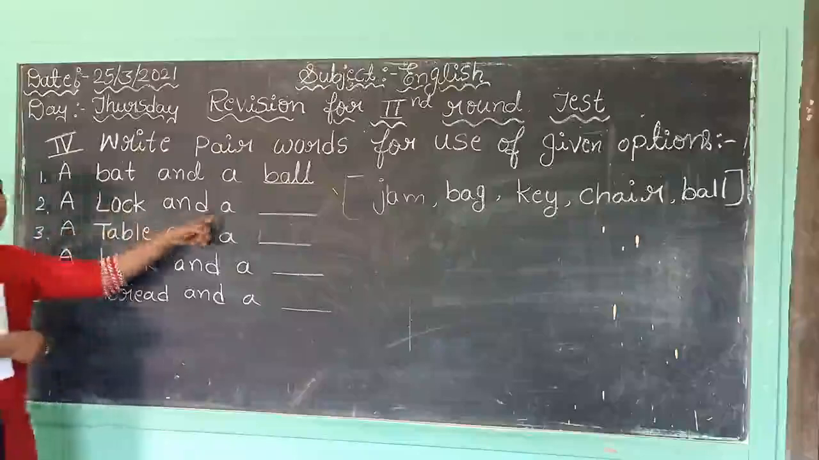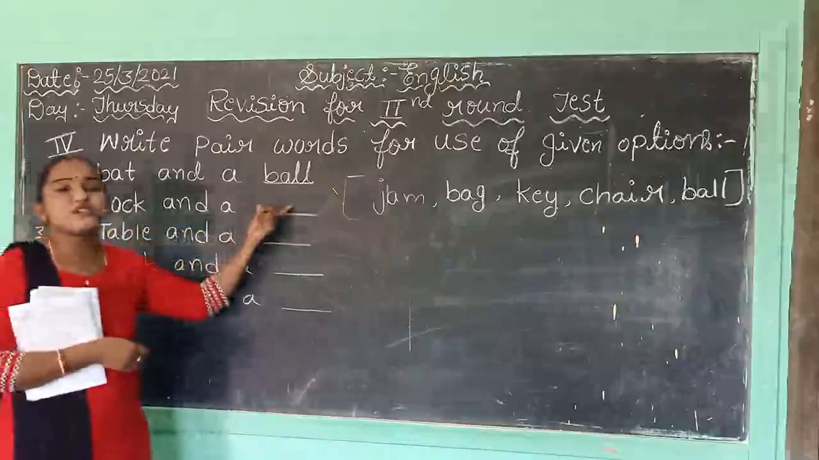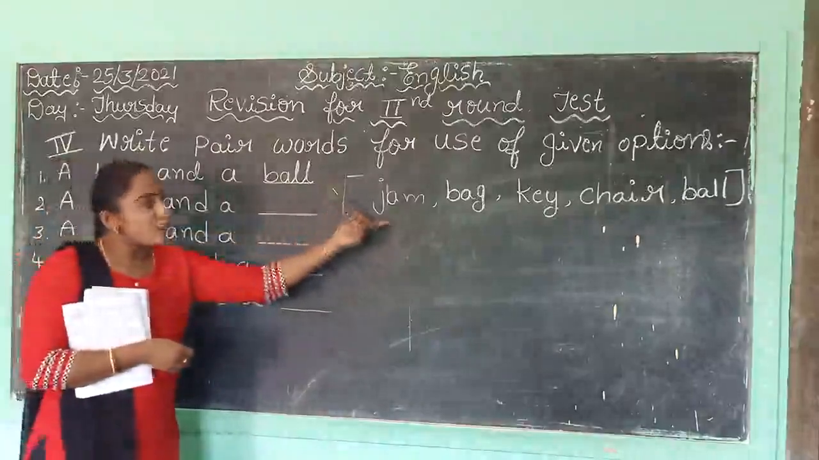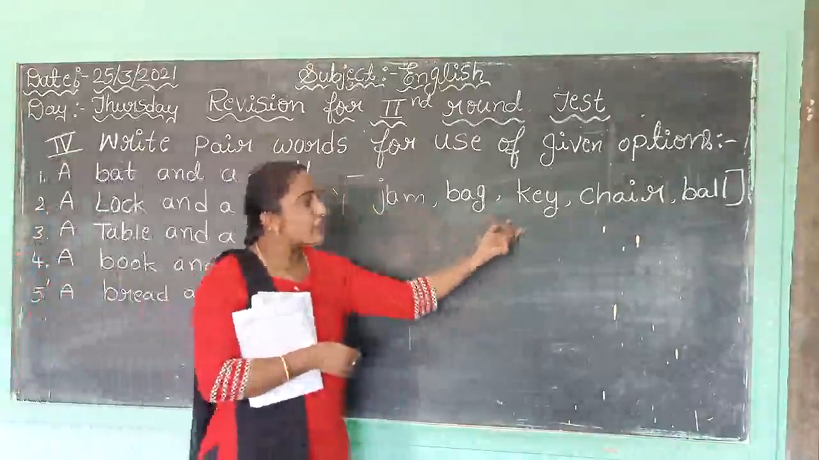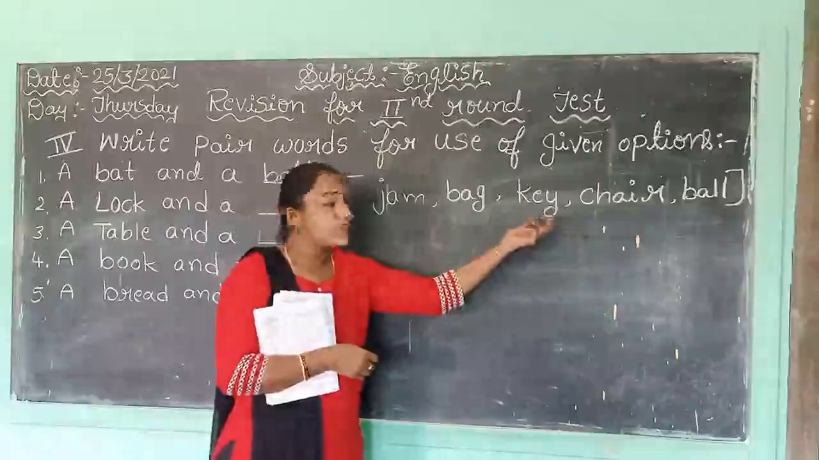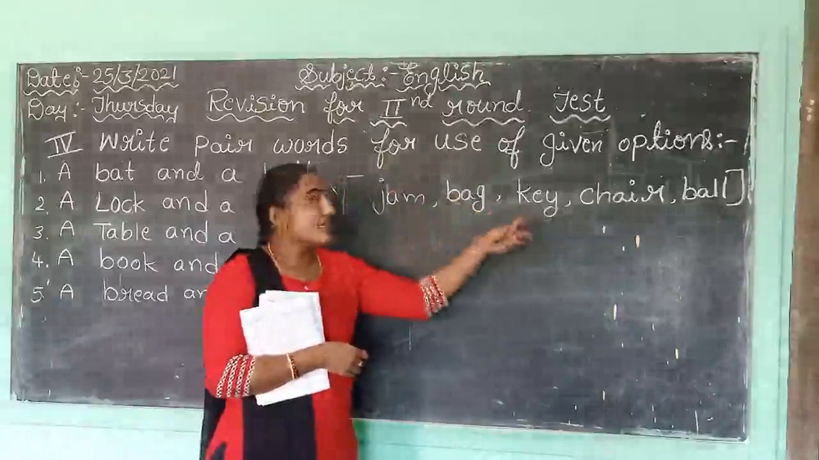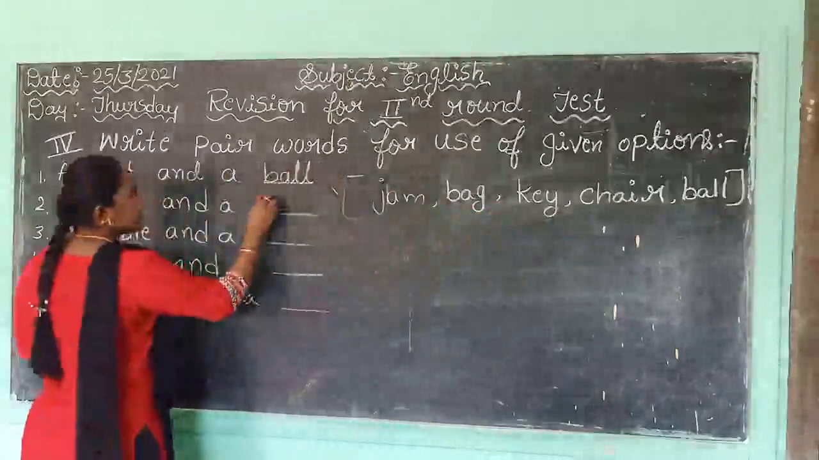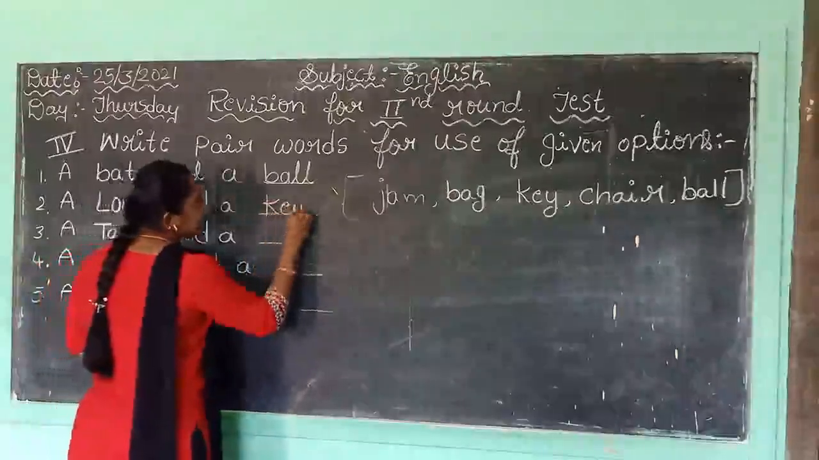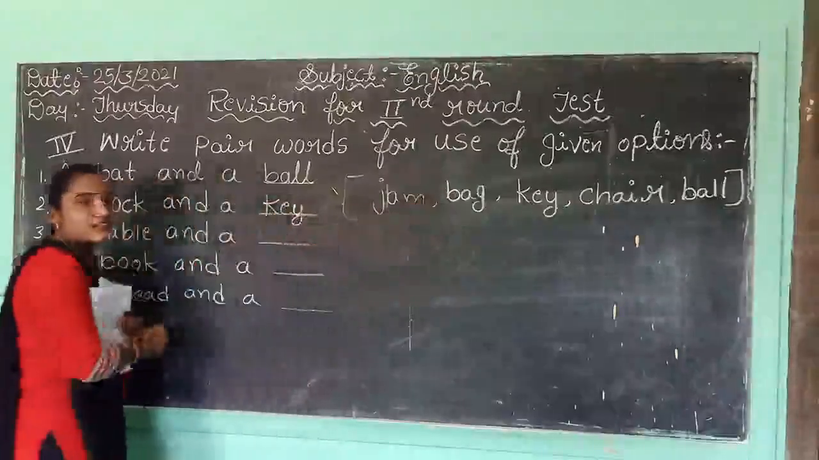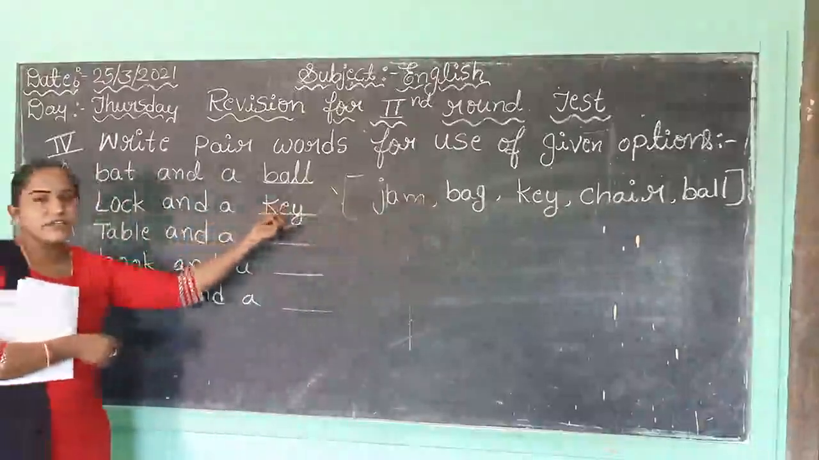A lock and a key. Which one is right for the dash? See the options, children: jam, bag, key, chair, or ball. Which one is correct for the lock pair word? Key. So I have to write on the dash K-E-Y, key. See their spellings and write here, children. Okay, see, copy here on the dash.